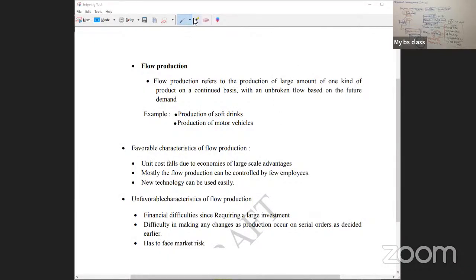Flow production refers to the production of a large amount of one kind of product on a continued basis. මේක නවත්තන්නෙත් නෑ. නැවතුවොත් batch production වෙනවනේ. A large amount of one kind of product. Examples: soft drinks, motor vehicles, even the production of electronic items. මේ ඔක්කොම අපිට ගන්න පුළුවන් flow production එක යටතේ. Maybe like clothing items.